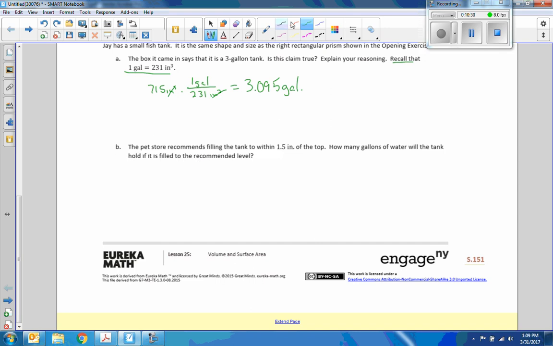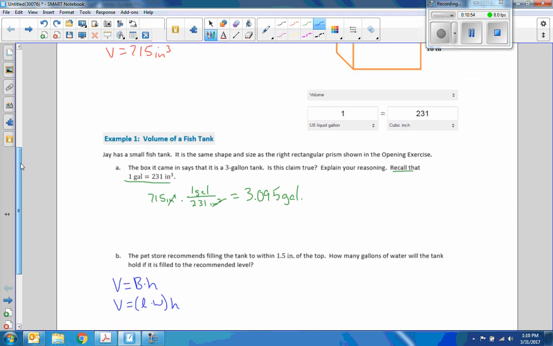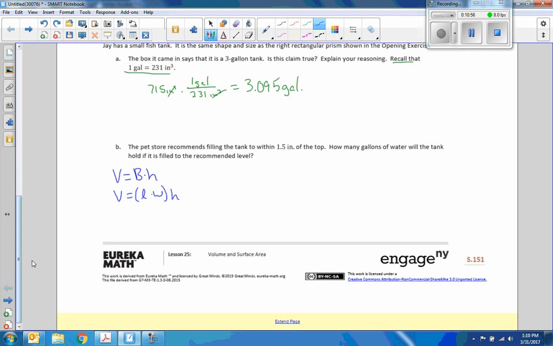B, the pet store recommends filling the tank within 1.5 inches of the top. How many gallons of water will the tank hold if it's filled to the recommended level? Okay, so now we have volume equals length times width times height, or base area times height. I'm just going to show everything here. Volume equals length times width times height. Okay, and we know the volume is 715 cubic inches. So I'm going to put my given in. 715 inches cubed equals, okay, it says how many gallons of water will the tank hold if it is filled to the recommended level. So now we're not going to have 715 in.